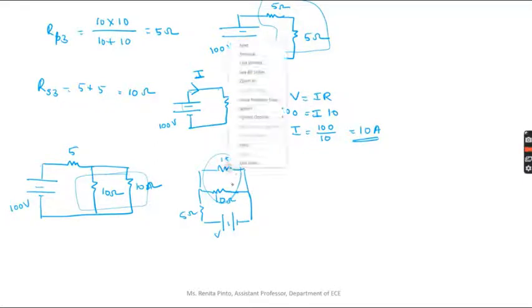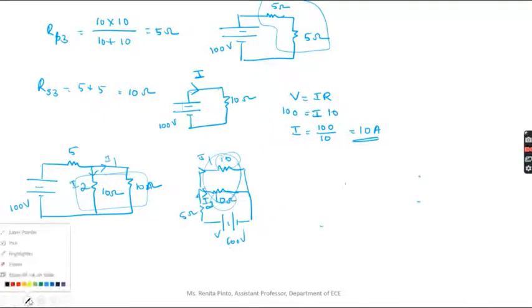That means for this 10 ohm resistor, the voltage is 100 volts. For this other 10 ohm resistor also, the voltage is 100 volts, right? Both resistors have the same voltage and the same resistance. So that means this current will divide into half. The current flowing from here is 10 amps, so 10 amps will divide into half. So I1 equals 5 amps and I2 equals 5 amps.